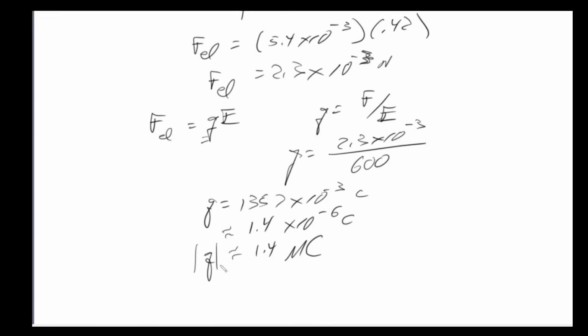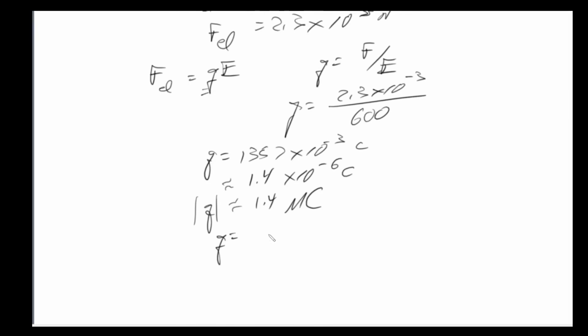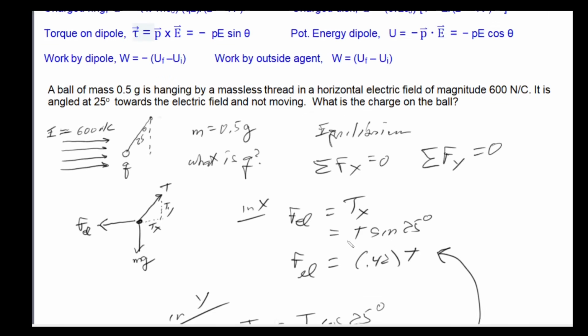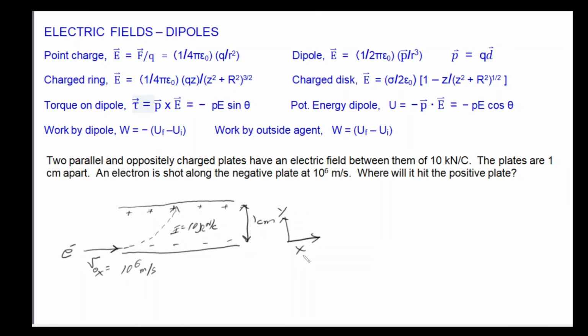Now this is the magnitude of the charge, but we actually know that the charge itself has to be negative. And the reason for that is, if we go back to our diagram, obviously the electrostatic force is pointing opposite to the electric field, therefore it must be a negative charge. If it was positive, the force would point with the electric field and the ball would be displaced in the other direction. Our next problem.